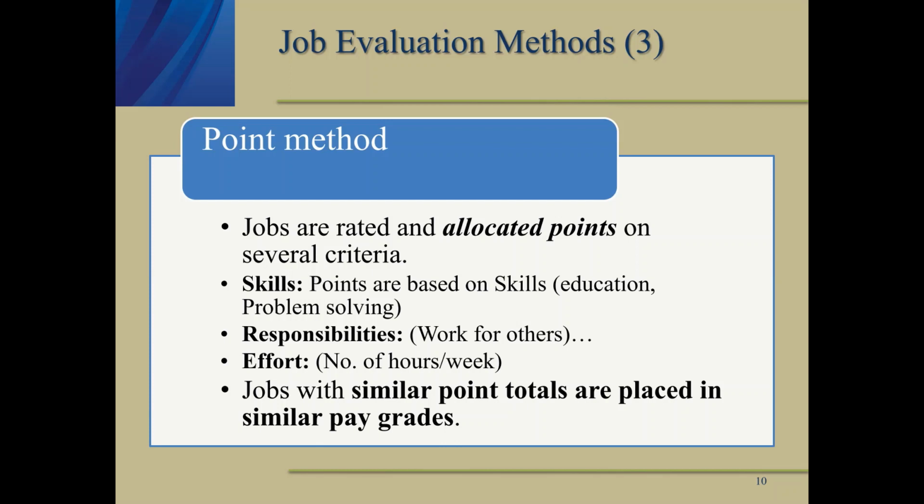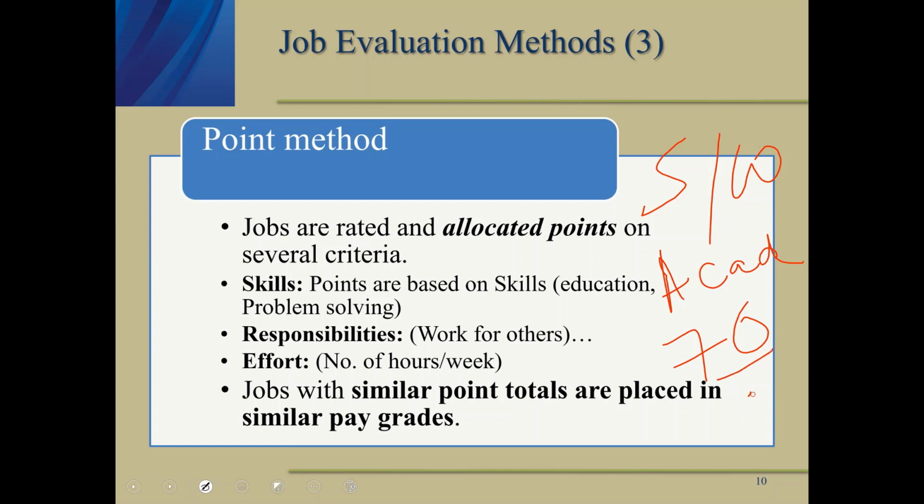And once all those points have been allocated, all the jobs that have a similar point total, for example, if the software engineering job or any academic sector job both got 70 out of, for example, 80, then both of those kinds of jobs will be placed in the same pay grade. So you may expect that a software engineer is earning 90k, and at the same time an academician is also getting 90k.